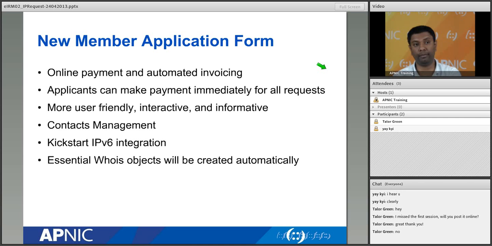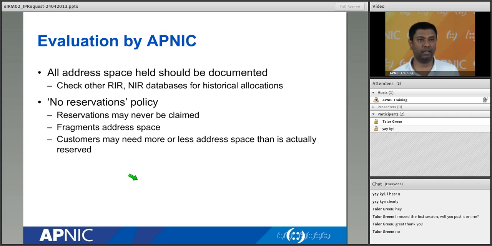Evaluation by the APNIC hostmasters. All the address space that you hold should be documented. What existing address space you have, and how you used it, all needs to be documented in the whois database. That can be either the RIR whois database or the NIR whois database. In APNIC's case, either the APNIC database or the APNIC NIR database. All the existing IP addresses have to be registered. And then you need to justify your existing resources.